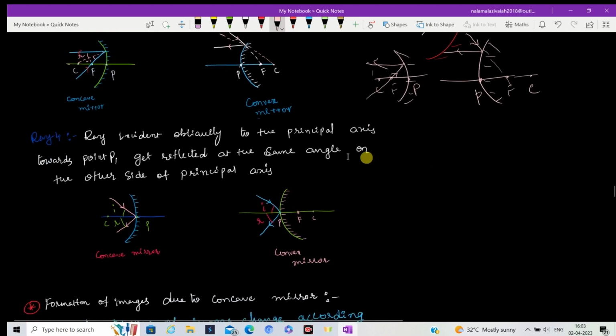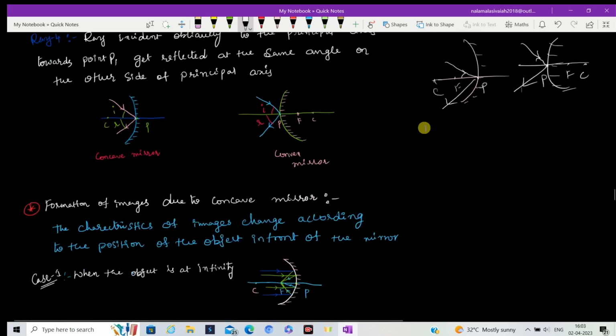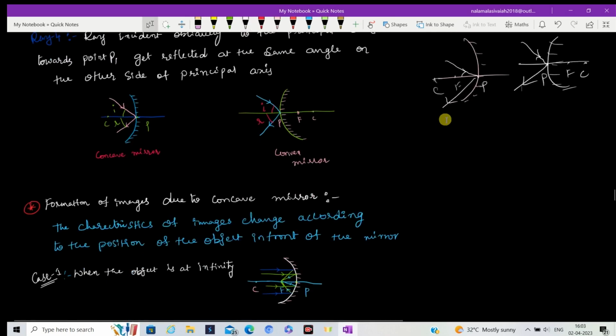Then you can see here ray 4. If it is incident obliquely at the pole, with pole, focus and center of curvature, then the light incident at the pole will be reflected back to the same medium. Even for the convex mirror it is the same: if it is incident at the pole, it will be reflected back. So that is about the ray rules.